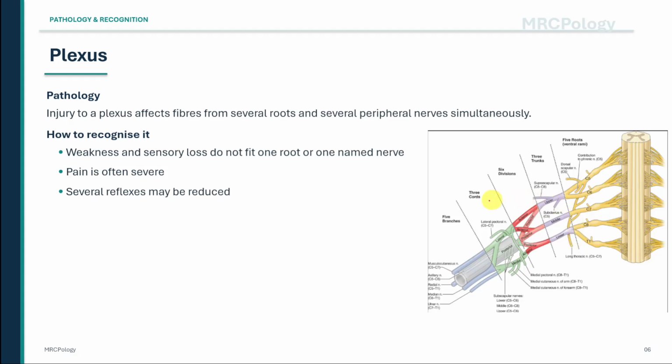Therefore, a plexus lesion affects fibers from multiple roots and multiple named nerves simultaneously. The weakness and sensory loss do not fit one root, but they also do not fit one peripheral nerve. Pain is often severe, particularly in inflammatory, infiltrative, or ischemic plexopathies. Several reflexes may be reduced because more than one root and nerve pathway can be involved.